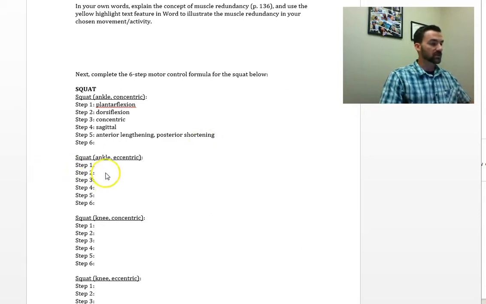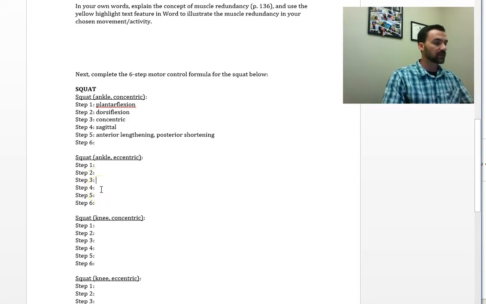Now keep in mind that you guys are going to be doing the same thing here. It's going to be very similar, but it's going to be flip-flop since it's the same joint. So during the eccentric phase, the ankle will be dorsiflexing. Gravity wants to naturally dorsiflex the ankle, and because we're dorsiflexing, we know that this is going to be eccentric. The plane of motion stays the same.